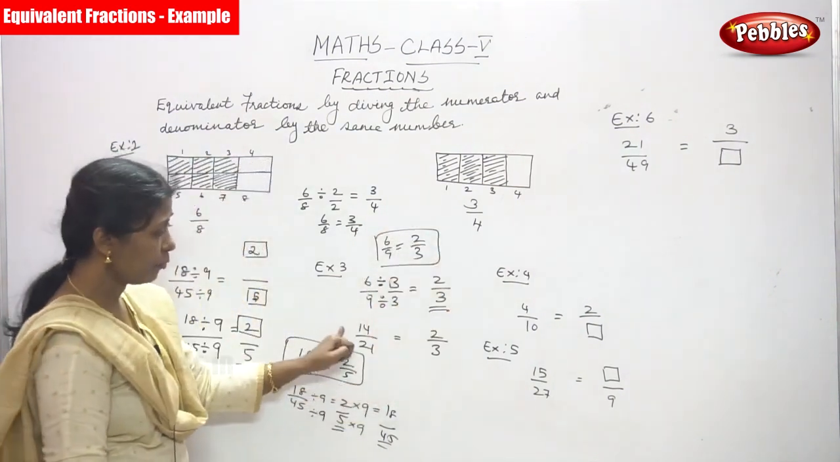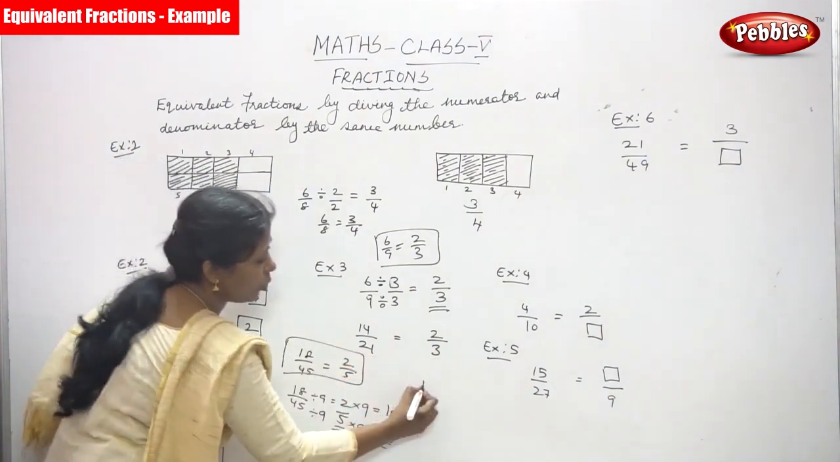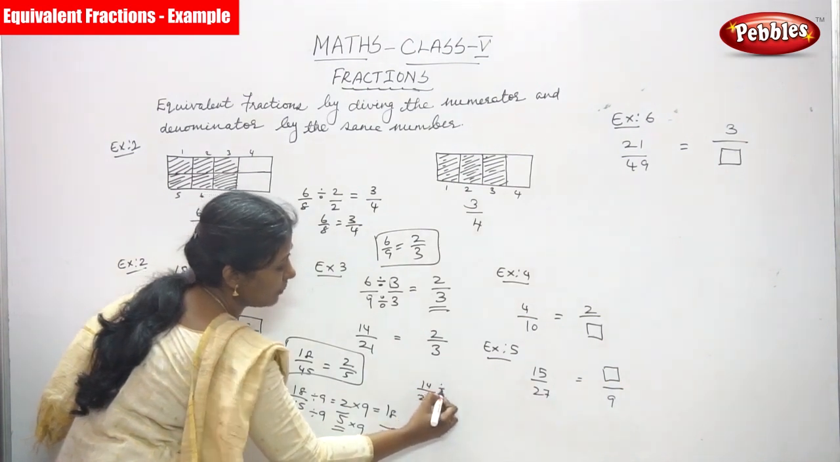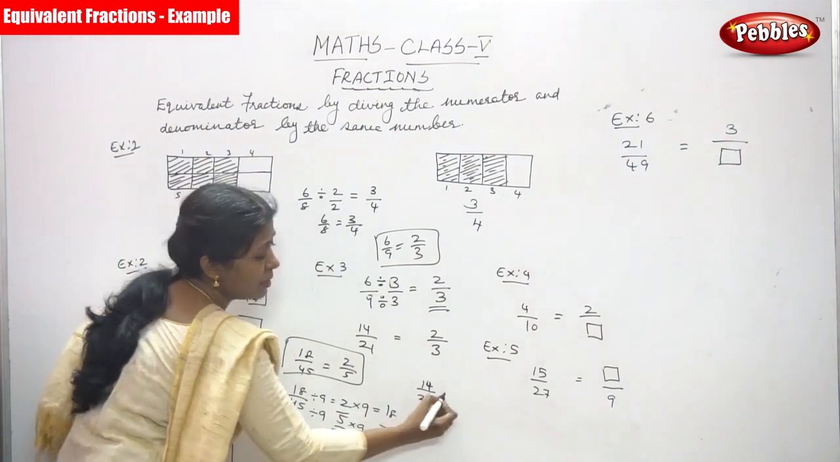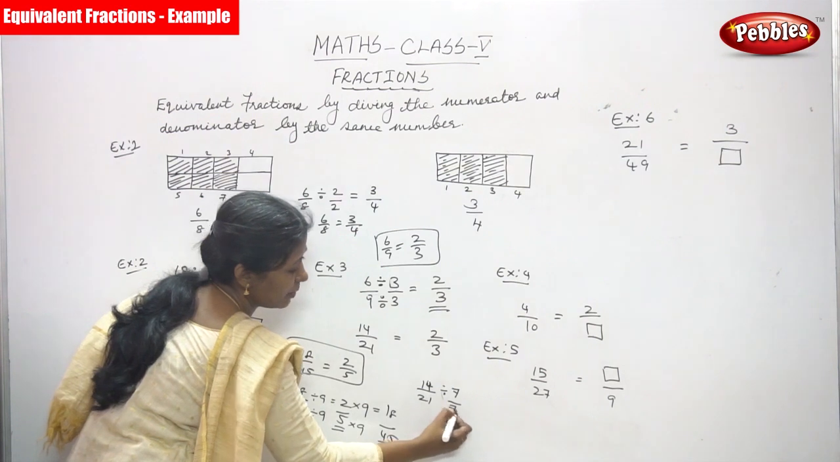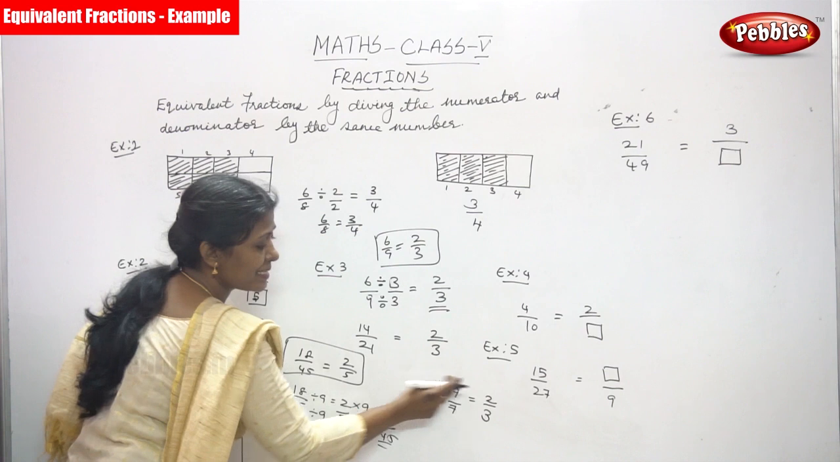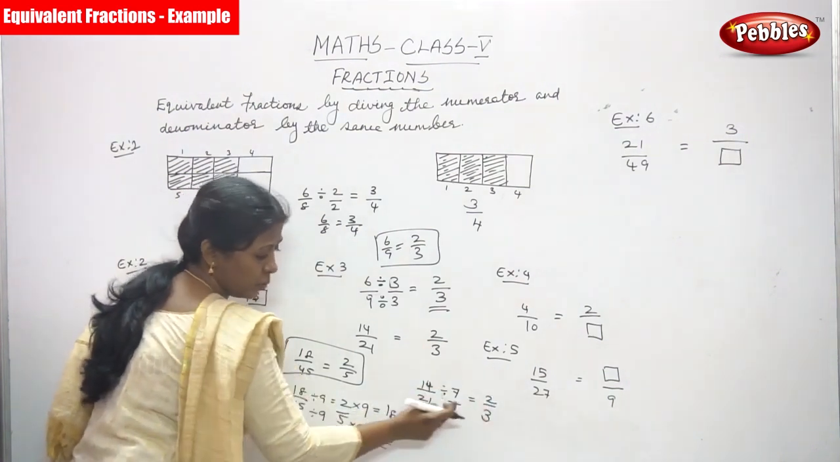Next sum. 14 by 21 is equal to 2 by 3. How could you say? So 14 divided by 21. You have to divide by any number. So I am going to take 7. So here also 7. So 2 by 3. So 14 is divided by 2, you can get 7, and 21 is divided by 3, you can get 7.